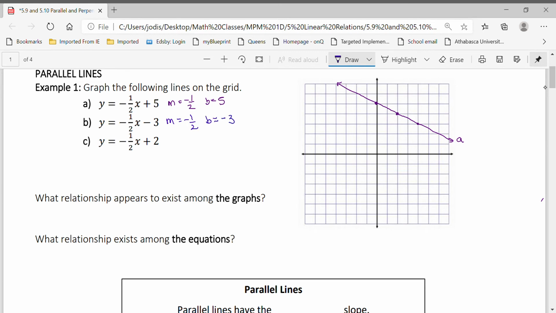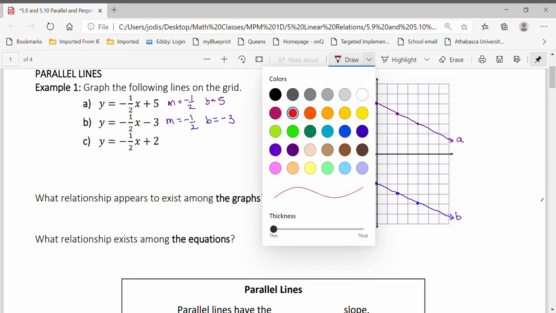Okay, so for B, my slope is still -1/2, but my y-intercept is -3. So again, start with your y-intercept, so 1, 2, 3 negatives, and my slope is still down 1 over 2, down 1 over 2. Okay. And draw a line for B. Arrows and a label.